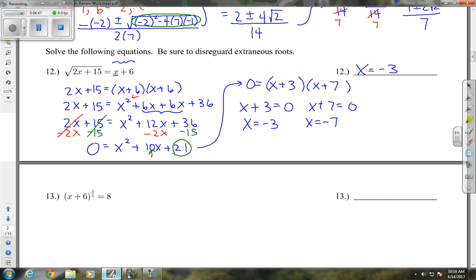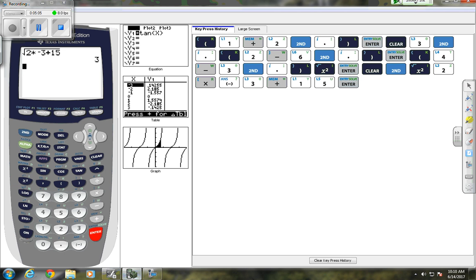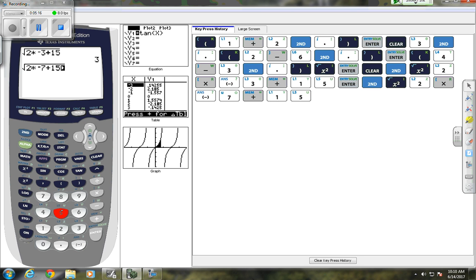Now let's check -7. So I'm going to take the -7 and I'm going to plug it in here and here. Let's do the right side really quickly. -7 plus 6 would give me a negative 1 when I plug it in. Let's see what we get over here on the left side. So we have the square root of 2 times, again I'm using this little negative button, not the minus operation, -7 plus 15. Enter. The calculator tells me it should be 1.